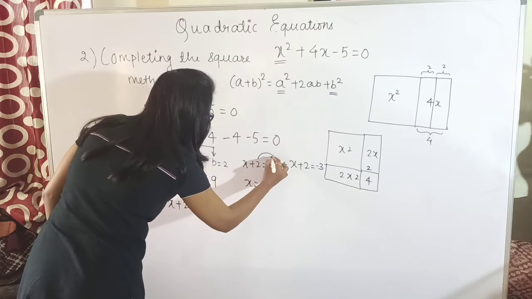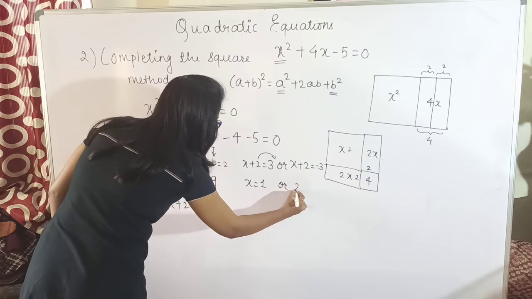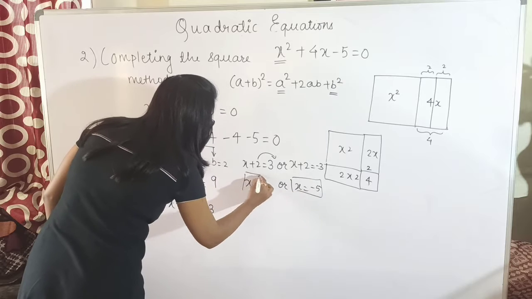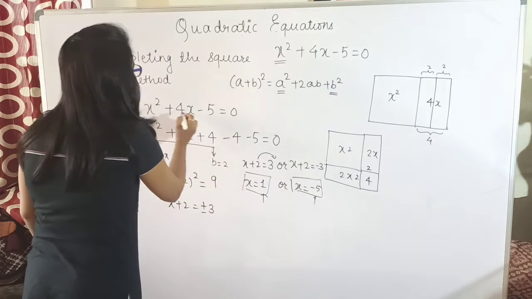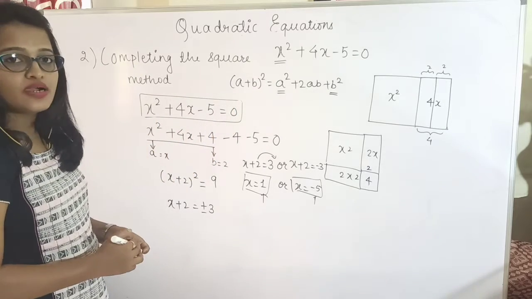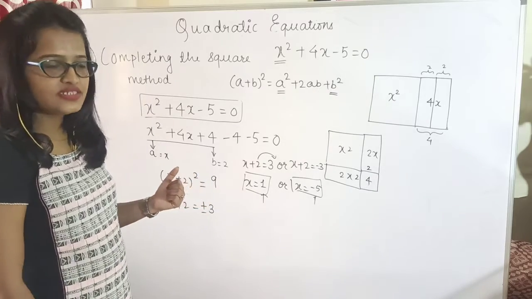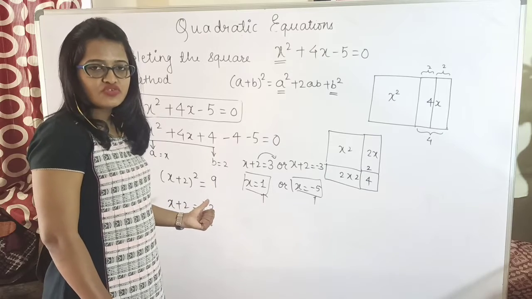Simplifying this, after the 2 goes to that side it will be minus, so 3 minus 2 is 1, or x equal to minus 5. Okay, what does this mean? It means 1 and minus 5 are the roots of the given quadratic equation by the completing the square method. Isn't it? Yes. Was this method a little easier?